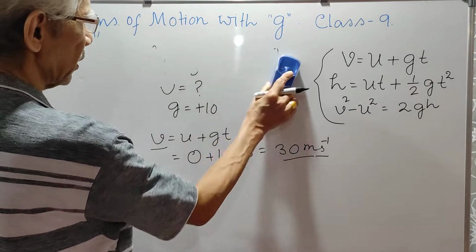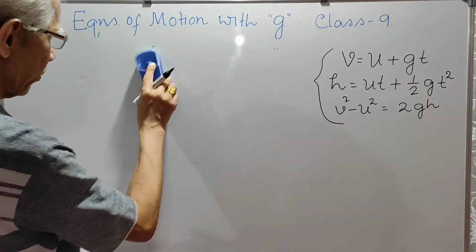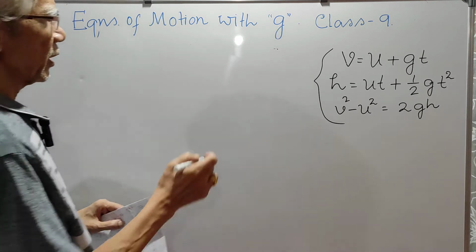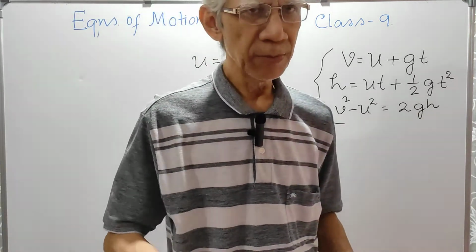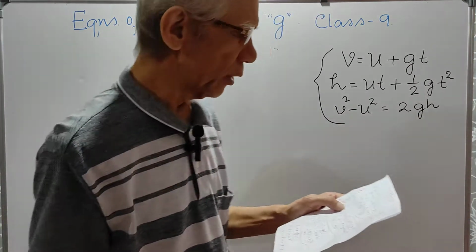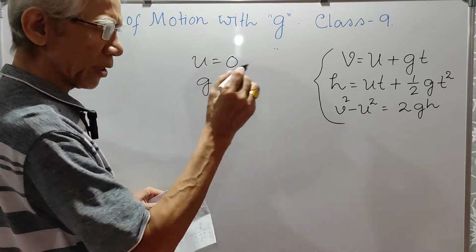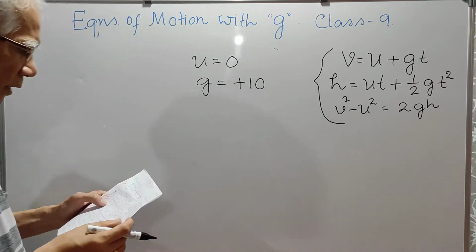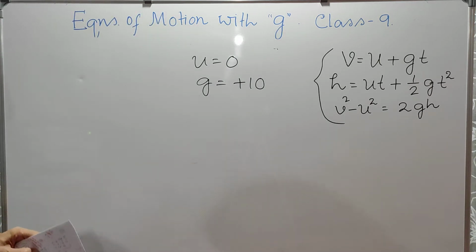Okay, now let us see the second problem. Again, a body is dropped from a certain height, so u equal to 0. Then since it is dropped and coming down, g will obviously be plus 10. Then in 3 seconds it hits the ground.